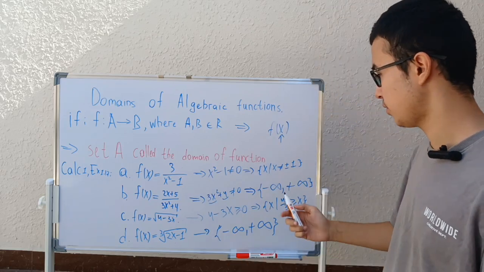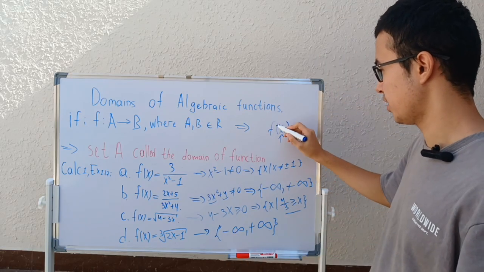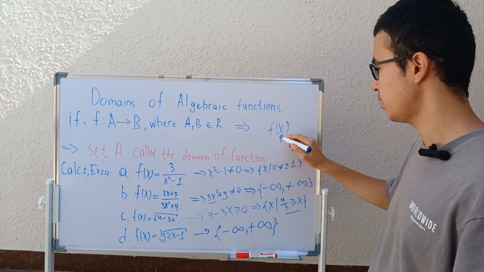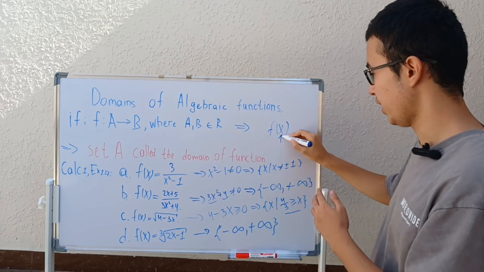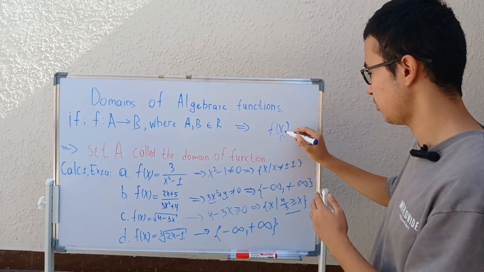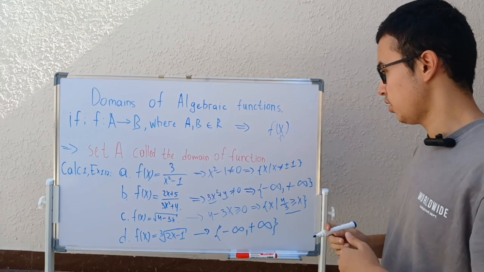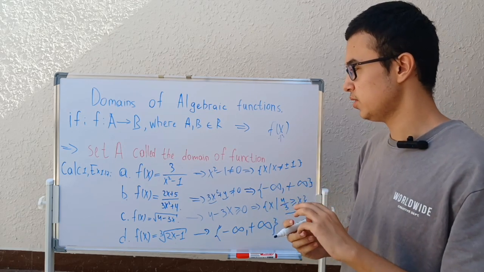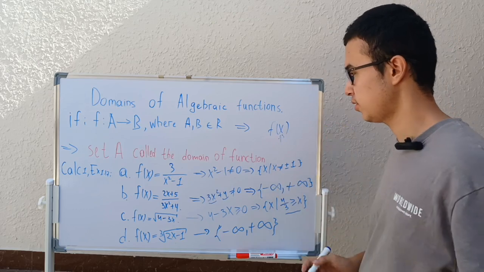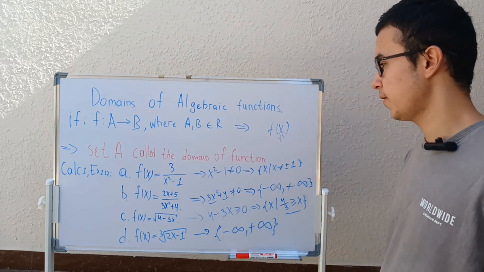So basically, the domain of a function is this: if we have a function f of x, and we have a set of numbers that we can input into x, then the domain is any number that we can input into x.